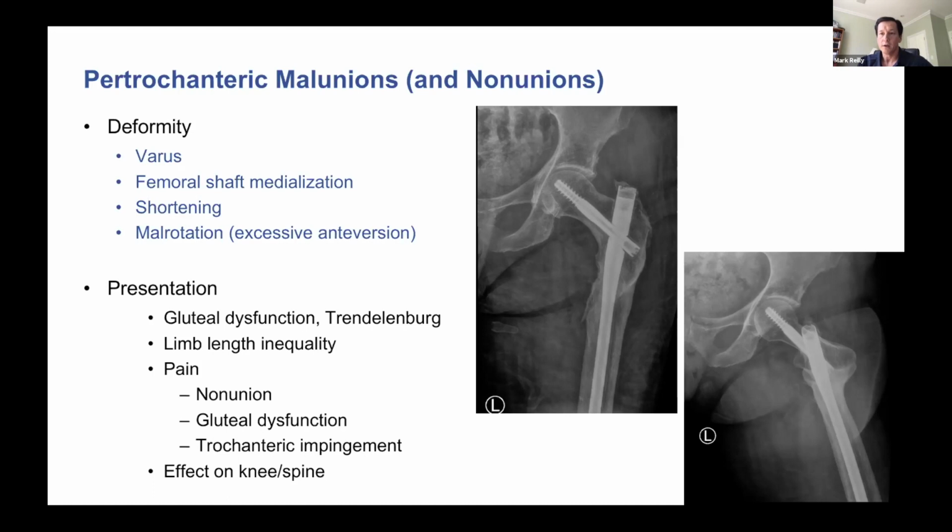And of course, long-term, we can't ignore the effect on the knee or the spine, which is that persistent medialization of the femoral shaft will overload the lateral compartment of the knee, leading to symptomatic lateral knee pain and potentially valgus deformity. And the long-term effects of leg length discrepancy can have effects on the lumbar facets and obliquity of the pelvis.